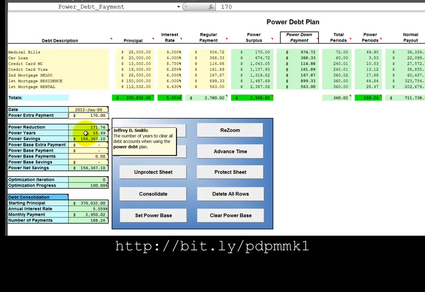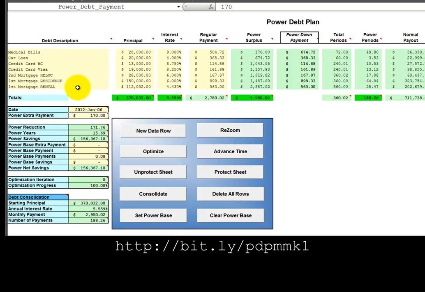Overall, 15.69 years to pay off all of this. Now, I want to take a look here at the fact that this residence mortgage, $899, this is what you were already paying on your residence. So you're not having to dig into your pocket for any more money. We've just put that debt account into the spreadsheet to account for it.